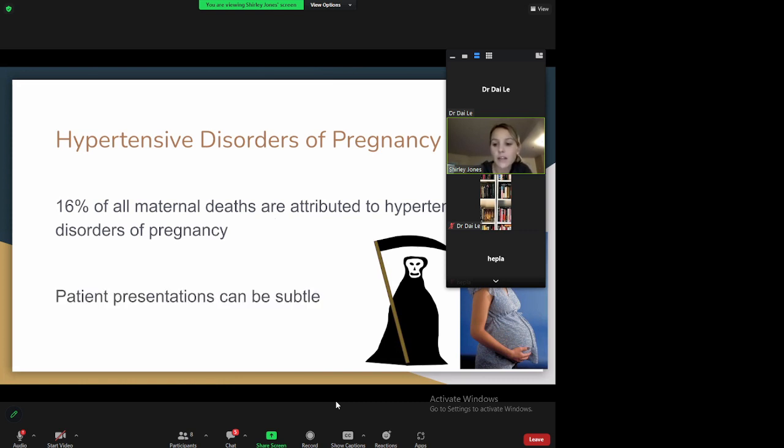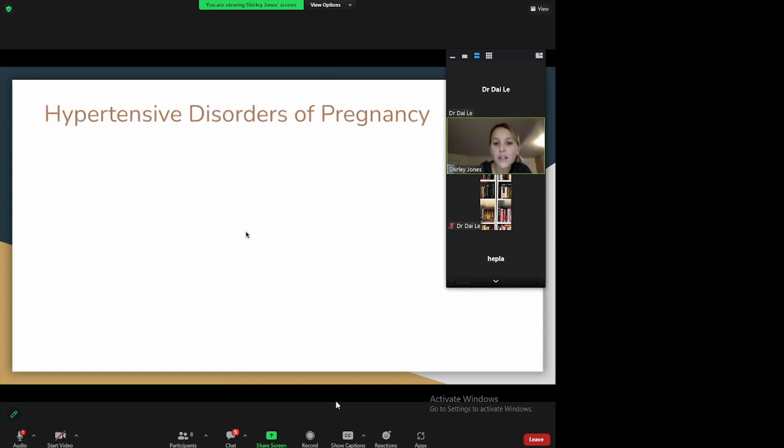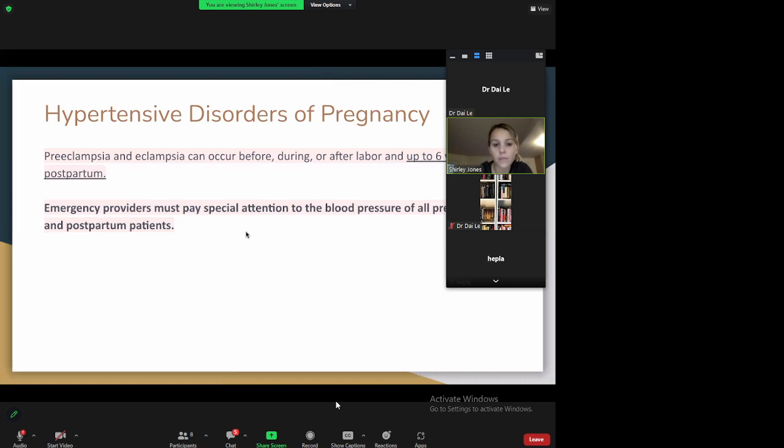Like this woman looks very healthy and like nothing's wrong with her. And she could actually have preeclampsia, which is a life-threatening diagnosis. So we have to pay attention very closely to our pregnant patients' vital signs. Also our postpartum patients up to 6 weeks, because this can occur postpartum. So again, get a blood pressure on every pregnant patient and postpartum patient, no matter what they're coming in for.